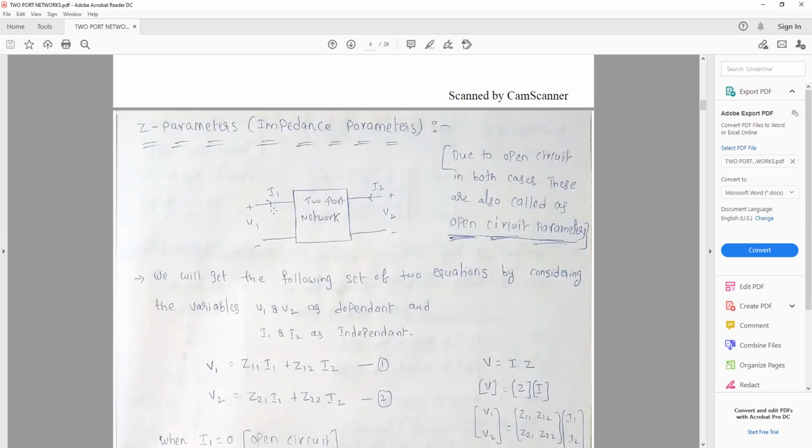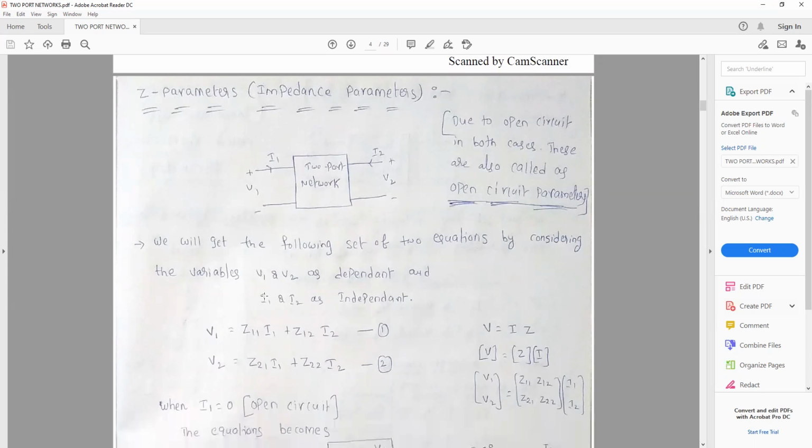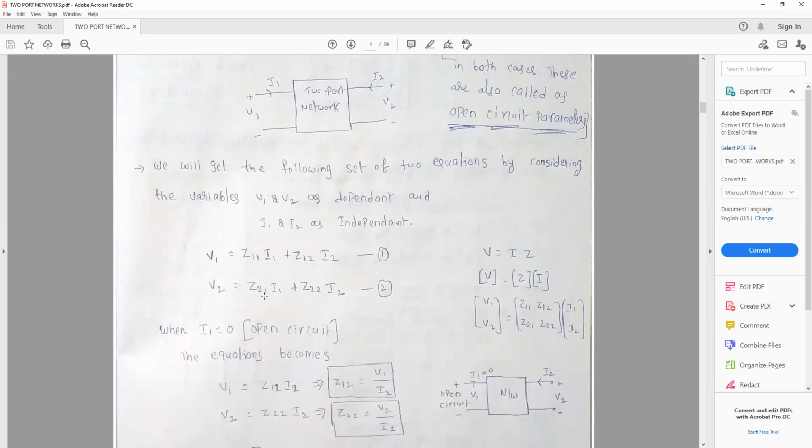So here in the equations, V1 and V2 are dependent and I1 and I2 are independent, nothing but V1 and V2 in terms of I1 and I2.